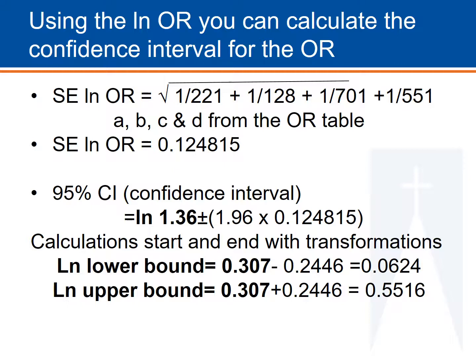And then to get the upper bound, I take the same number, the 0.2446, and I add it to the 0.307, the natural logarithm of my odds ratio. And that gives me the 0.5516, which is the natural logarithmic function of the upper bound of my confidence interval. So these values in this process will give the upper and lower bounds of the confidence interval for the odds ratio. So it's still in natural logarithmic form.